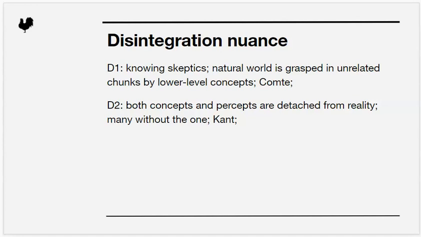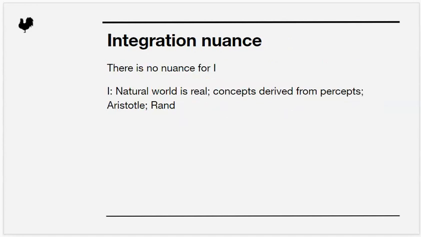And then D2 would say that both concepts and percepts are completely detached from reality. There is the many without the one. And this is portrayed most famously in philosophy through Kant. And is there any integration or any nuanced integration? No, there's no nuance to it. You either integrate well or you don't. The natural world is real, concepts derived from percepts, and this is Aristotle and Ayn Rand.